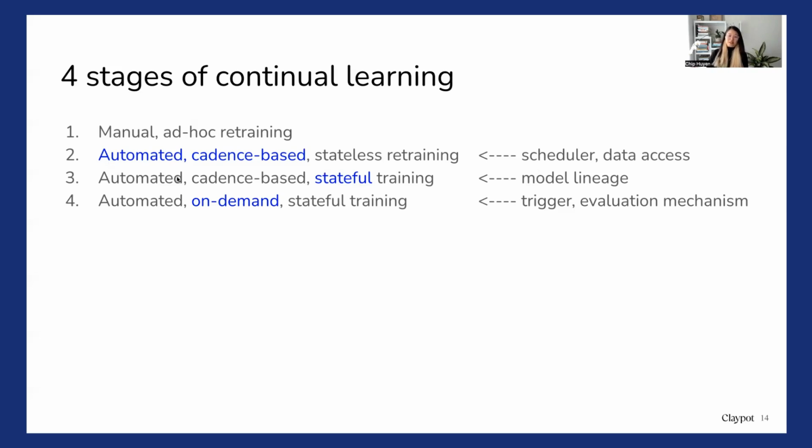The next stage is when you do the same automated cadence-based retraining, but you do stateful training. So instead of training the model from scratch each time, we train the model from the last checkpoint. For example, if you want to train the model every week, instead of training on the whole data from the last 3 months or the last 6 months, we only continue training the previous model on data from the last week. So stateful training is quite neat.